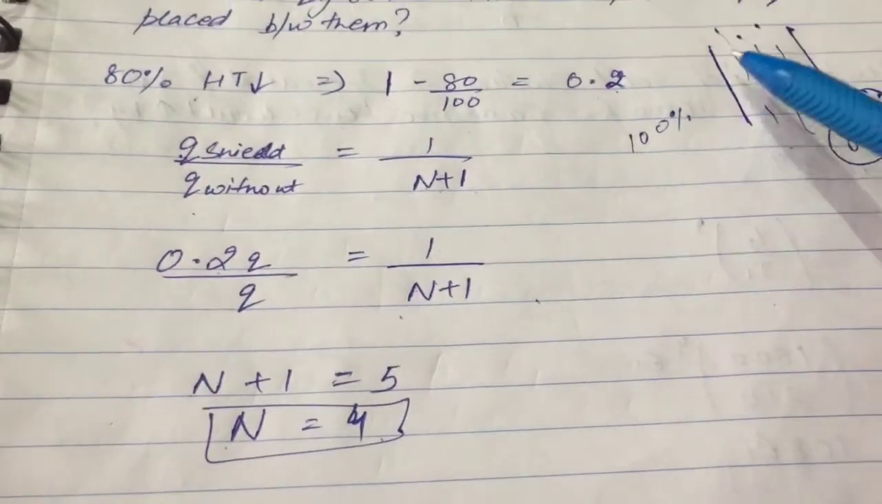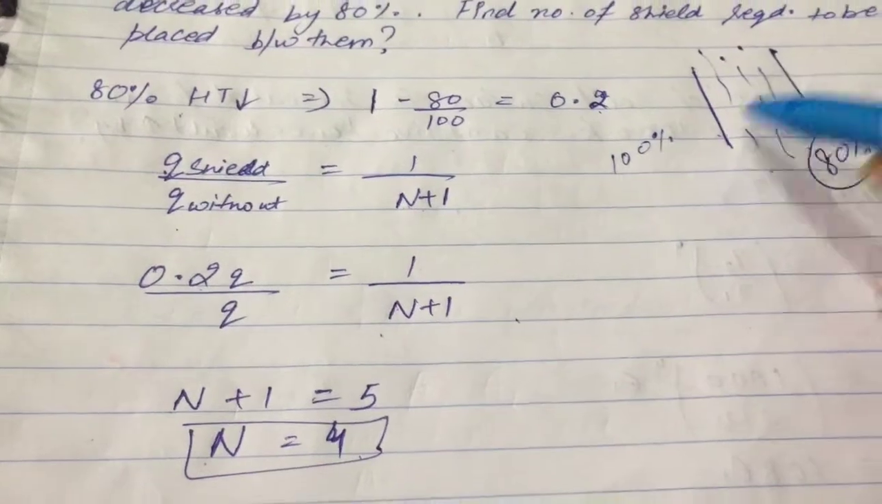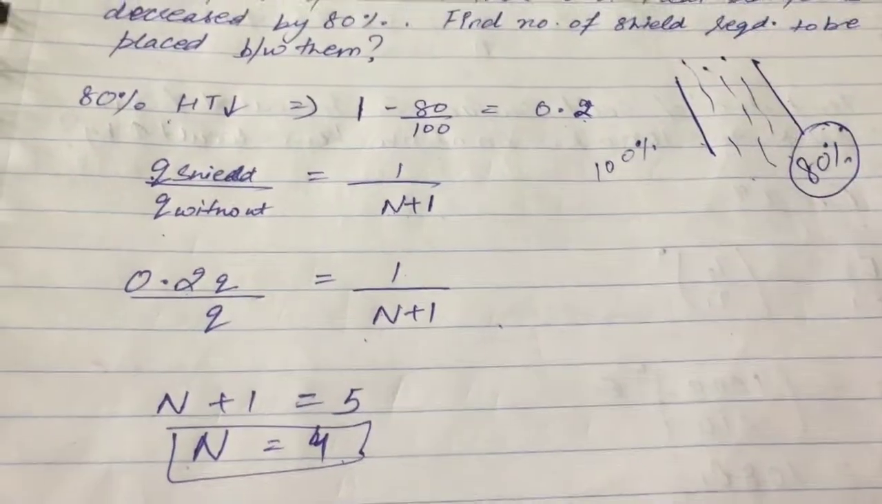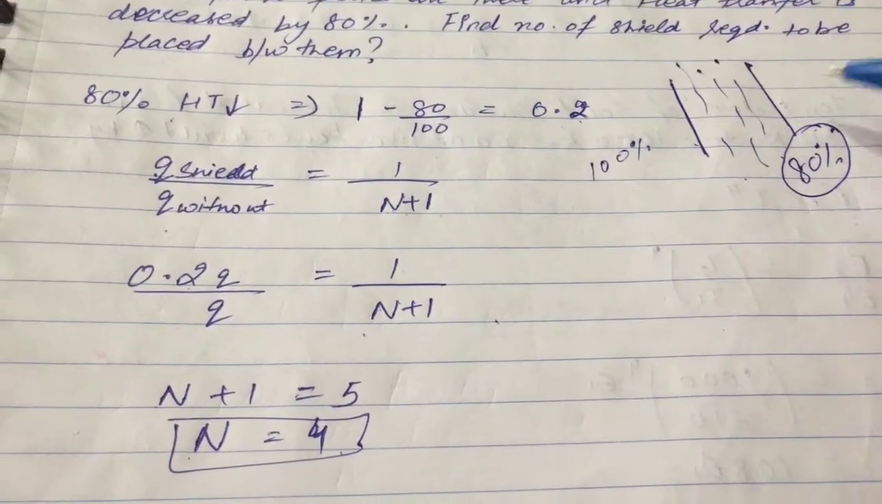So if we put 4 shields between the two infinite plates, then our heat transfer would reduce by 80%.